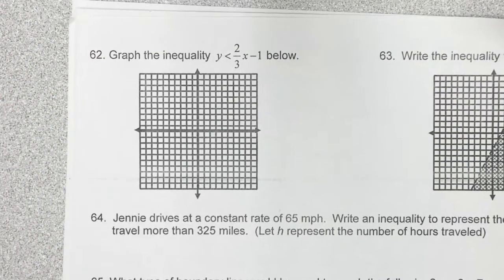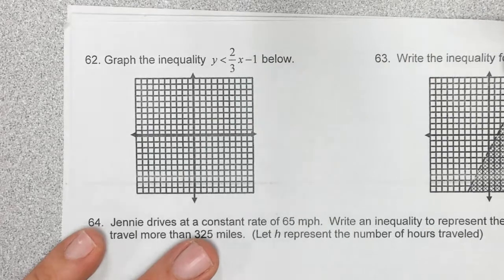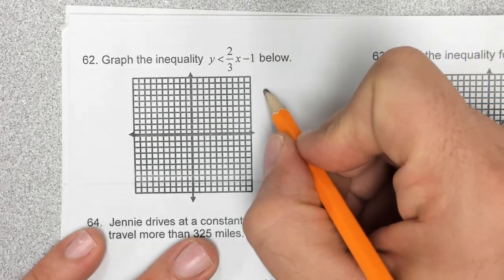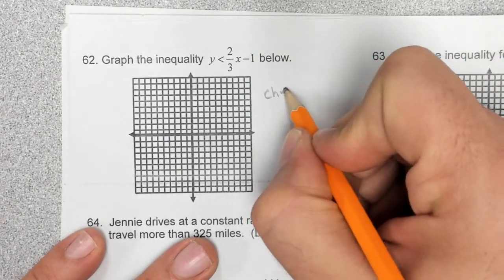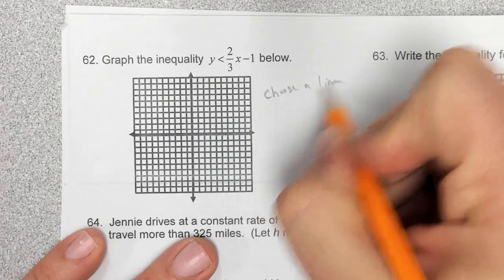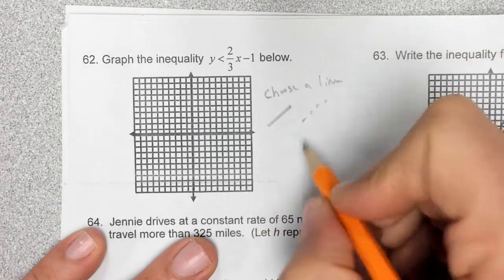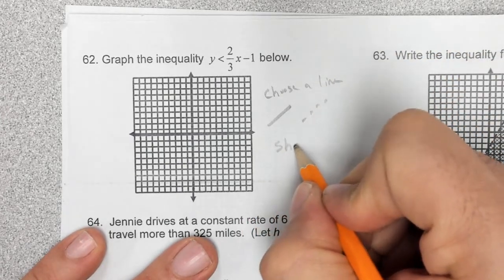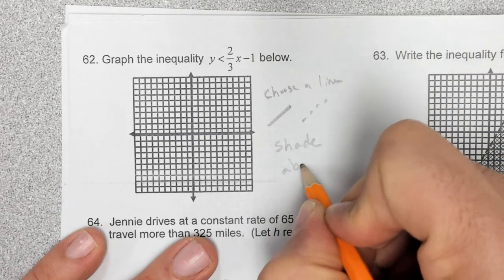Alright, graph an inequality. y is less than 2/3 x minus 1. There's two things you have to make sure you do here. You have to choose a line. It's either going to be a solid line or a dashed line. And the second thing is you have to shade, either above or under.